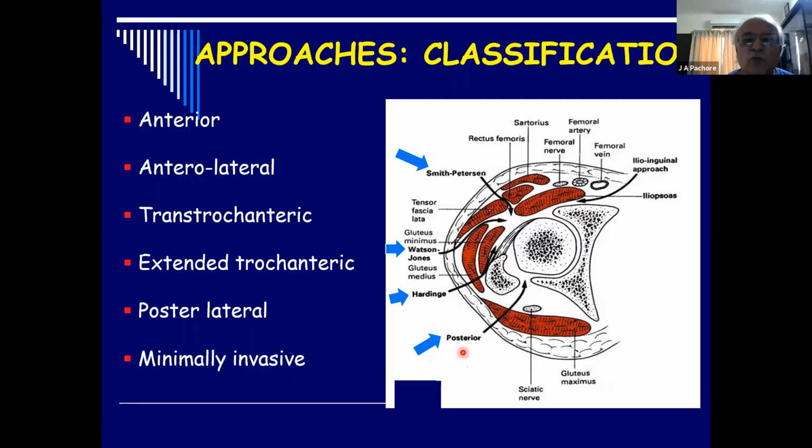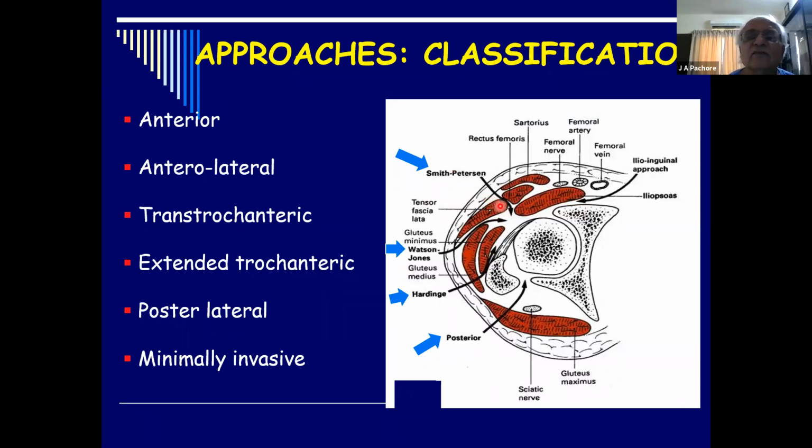And the posterior approach was splitting the gluteus maximus and not the medius. Medius and minimus, everything is kept intact. So again, I am making it very clear to all of you. If you draw this figure, the examiner or whoever is going to read your paper will know this, because this is an extremely important figure. Now again, repeating Smith-Petersen. Smith-Petersen is between the rectus and the tensor fascia. No muscle is cut.